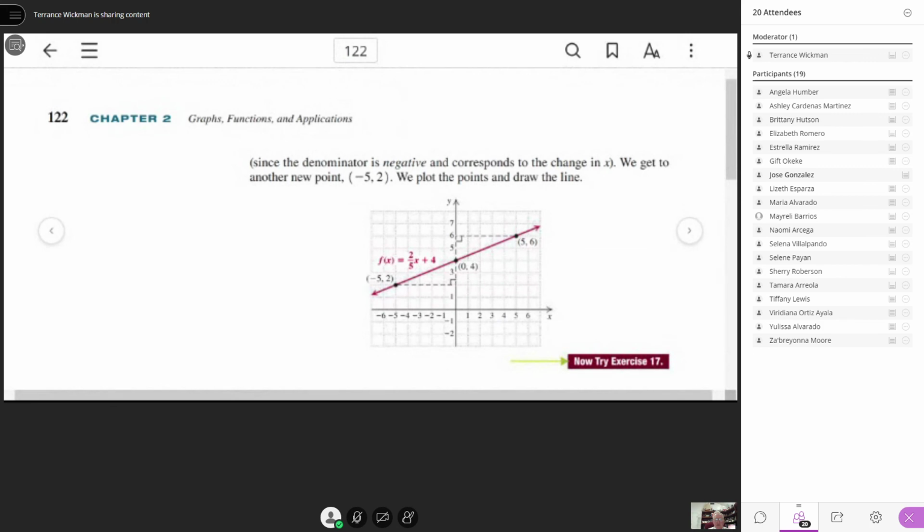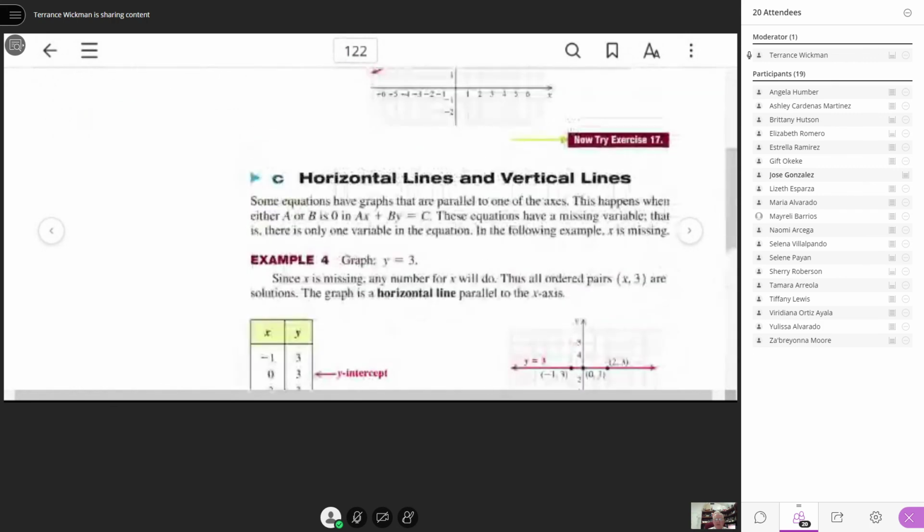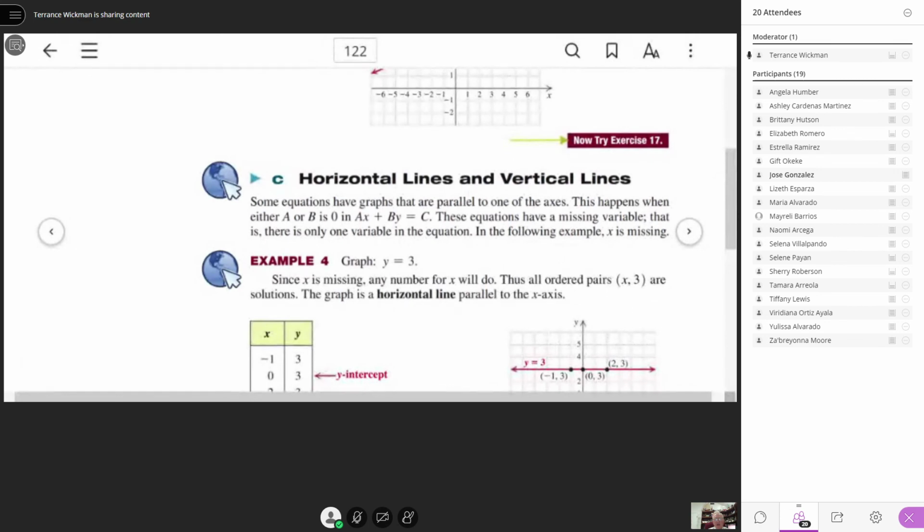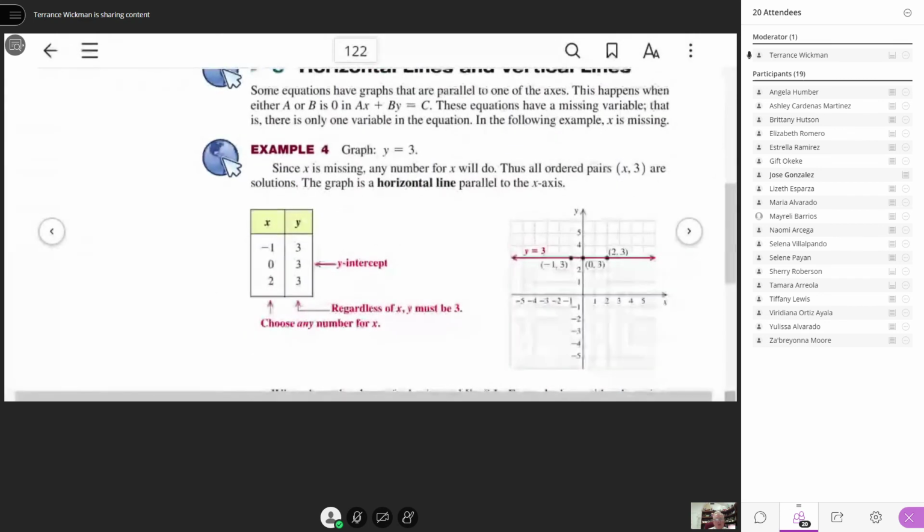Alrighty, we got something here. Vertical and horizontal lines. Now, if you have just y equals 3, a lot of people say, well, I need 2 points. What is the x? The answer is x is anything. Notice here's a horizontal graph. 0, 3, 2, 3. The idea for this graph when you have y equals 3 is no matter what, the y is 3. But the x is anything you want it to be.